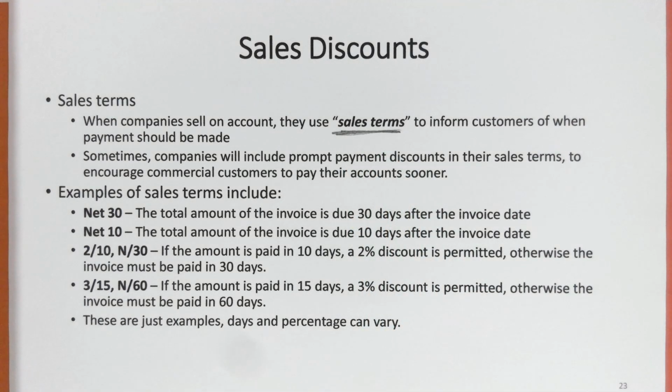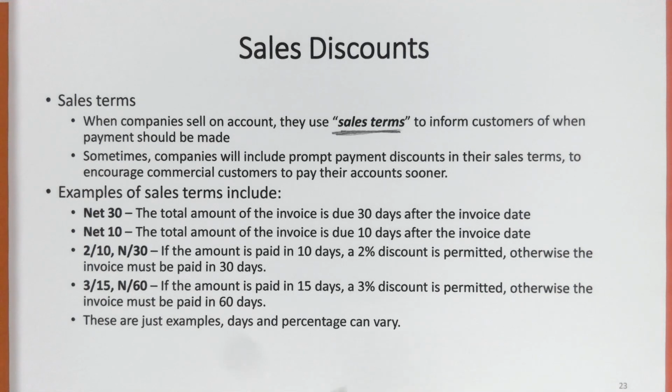Now, what happens is companies will sell product, and as they sell product on account, they indicate to their customer when they expect payment. So they might say something like net 30, which means the total amount of the invoice is due and payable after 30 days, or net 10. The whole amount of the invoice is due in 10 days.